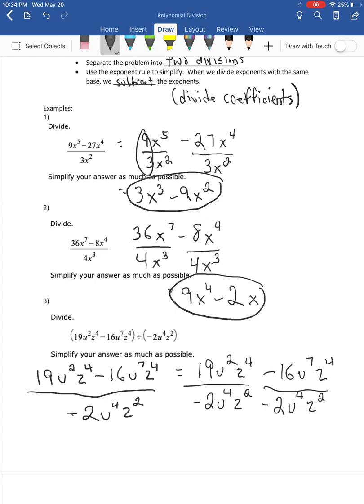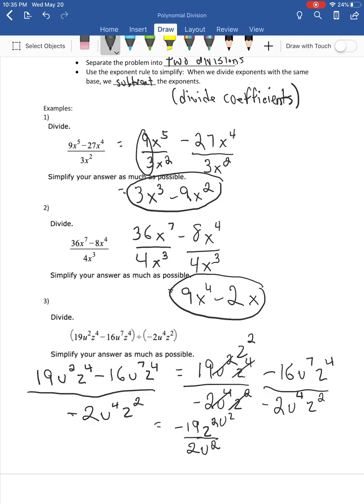Okay, now let's start simplifying. 19 over negative 2 doesn't simplify, so let's just rewrite that as negative 19 over 2. Remember, where you have a negative anywhere in the fraction, you can just bring it to the front. U squared divided by u to the 4th. Careful here, the higher power of u is on the bottom, so u to the 4th divided by u squared is u squared, but that's going to go on the bottom. Okay? And then z to the fourth over z squared becomes z squared. So we've got negative 19 z squared over 2 u squared.